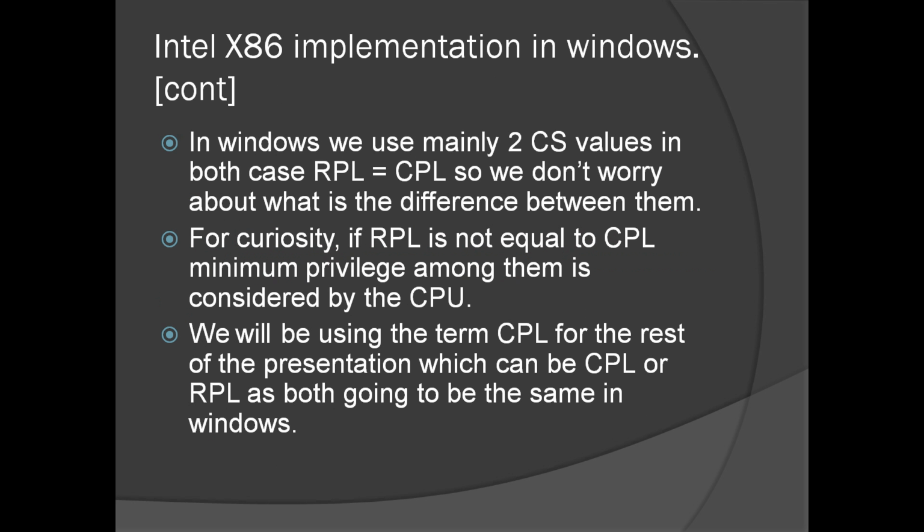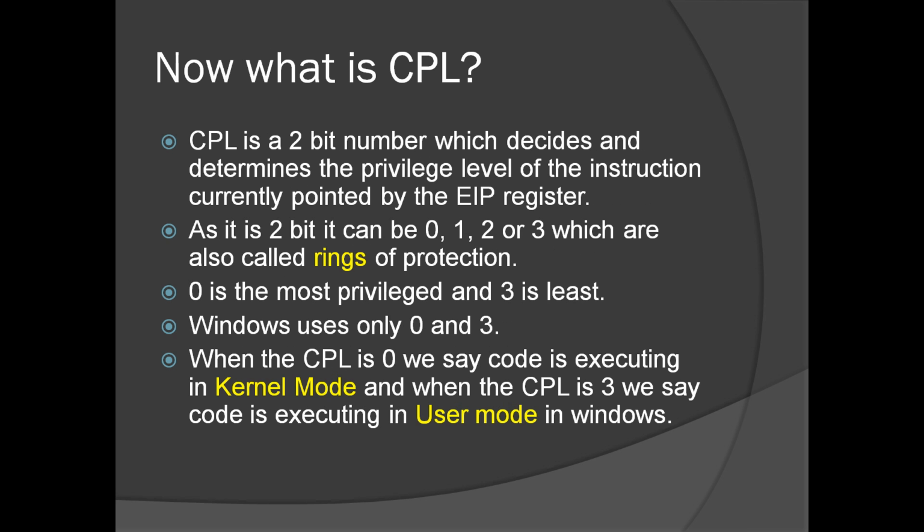In Windows, we use mainly two code segment values, one for privileged and one for non-privileged. In both cases, RPL is always equal to CPL. But for curiosity, if RPL is not equal to CPL, the minimum privilege among them is considered by the CPU, which is the larger value by number. For the rest of the presentation, we'll be using current privilege level or CPL, as RPL and CPL are going to be the same. So now let's try to understand what is CPL.